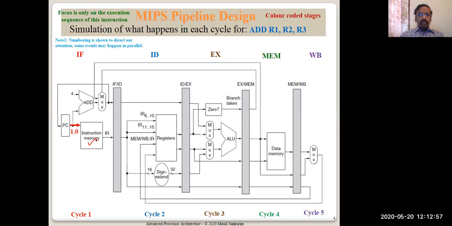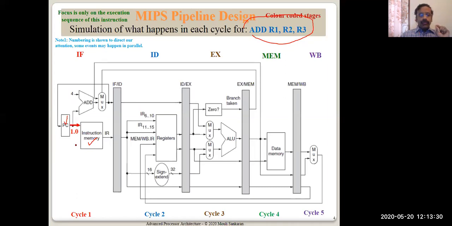Now I am showing some numbers. Don't think that the value 1.0 is going through. No. I'm saying the numbering is shown to direct our attention; it's a sequence number, a sequence of events as far as this instruction is concerned. So don't get confused that I am showing some value or data which is flowing there. Actually, what is flowing is an address stored in the PC, given to the instruction memory to fetch the first instruction. In real life, it will be a cache, the instruction cache.